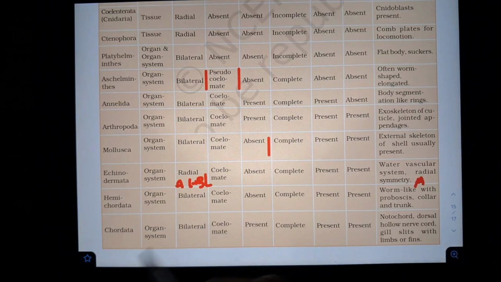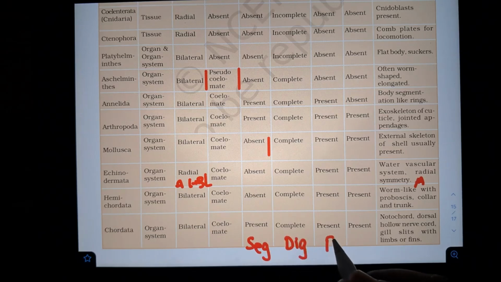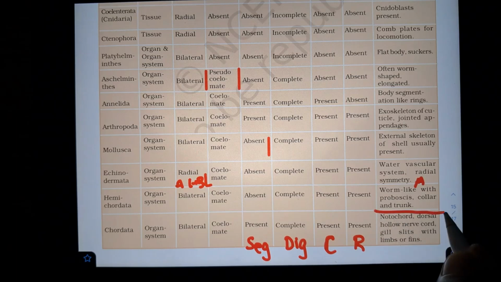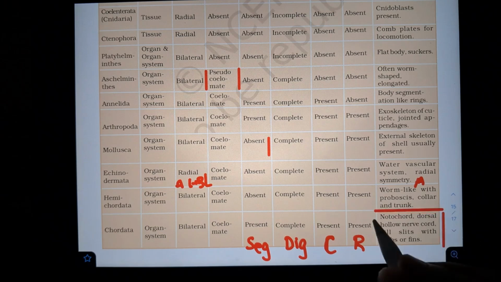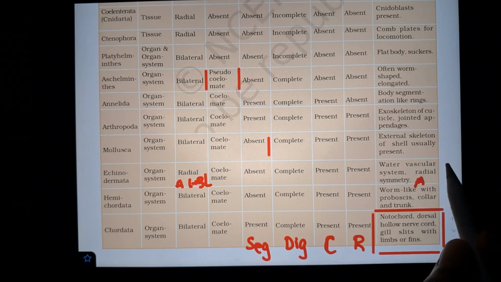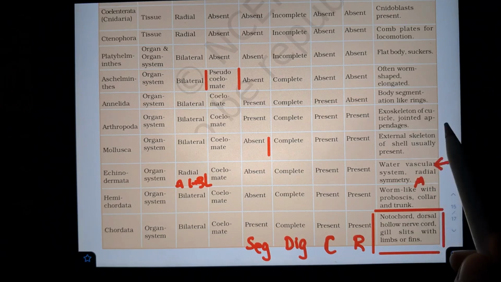Next, Chordata: organ system level, bilateral symmetry, coelomate organism, and here again segmentation is present. Complete digestive system is formed, and respiratory and circulatory systems are present. The distinguishing features of Chordata are notochord, dorsal hollow nerve cord, and gill slits, with limbs or fins. It is also a very important feature of Chordata. And the water vascular system in Echinodermata is also very important, and jointed appendages.